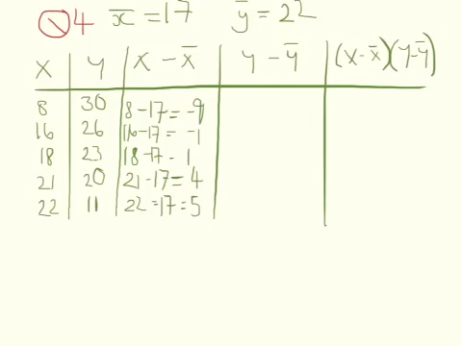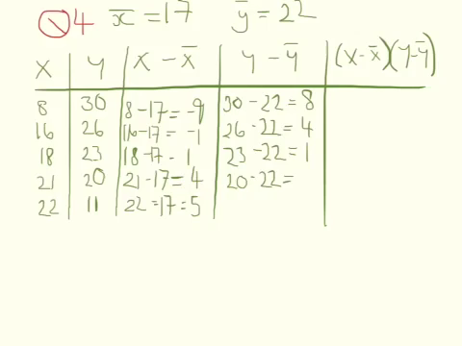We do exactly the same for the y. So our first y is 30. This time we have to minus the mean of the y's, which is 22. That leaves us with 8. We've then got 26 minus 22, which gives us 4. We've got 23 minus 22, which gives us 1. We've got 20 minus 22, which gives us -2. And lastly, 11 minus 22, which gives us -11.